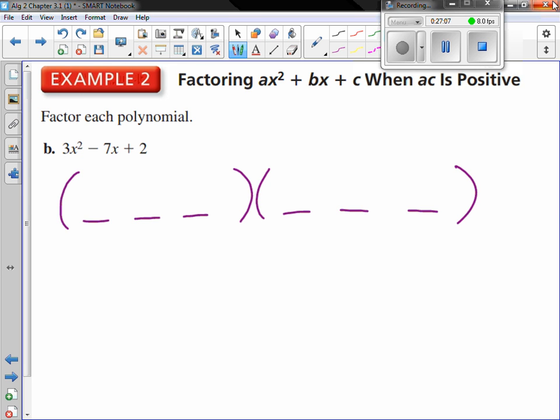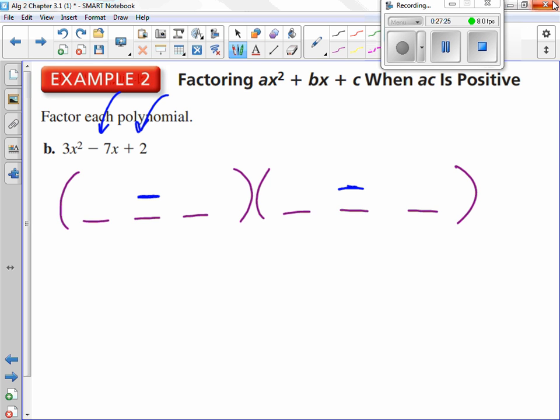Constant term. Is it positive or negative? It's positive, so the signs are the same and they match the sign of the middle term. So they'd both be negative. Since our constant term 2 is positive, the signs are the same, and they match the sign of the middle term, which is negative.